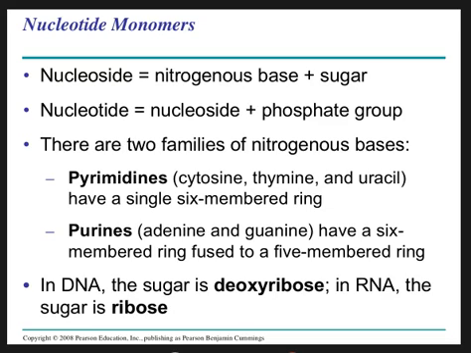When we talk about nitrogenous bases, we divide them into 2 families or 2 groupings. We talk about the pyrimidines and we talk about the purines. Pyrimidines have a single ring. Purines have 2 rings. They have a 6-member ring fused to a 5-member ring. The pyrimidines are cytosine, thymine, and uracil. The purines are adenine and guanine. And I think I've said this before, but the sugar in DNA is deoxyribose and the sugar in RNA is ribose.